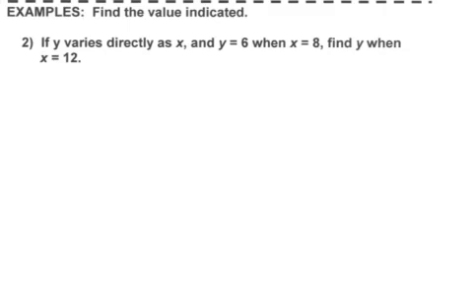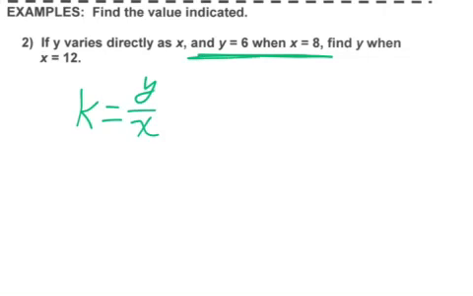If y varies directly as x and y equals 6 when x equals 8, find y when x equals 12. Our general formula is, again, k is equal to y over x. So it gives us something with which to figure the constant. We would start with 6 over 8. Then it tells us to find y, which is always on top with direct variation, and it gives us an x of 12.